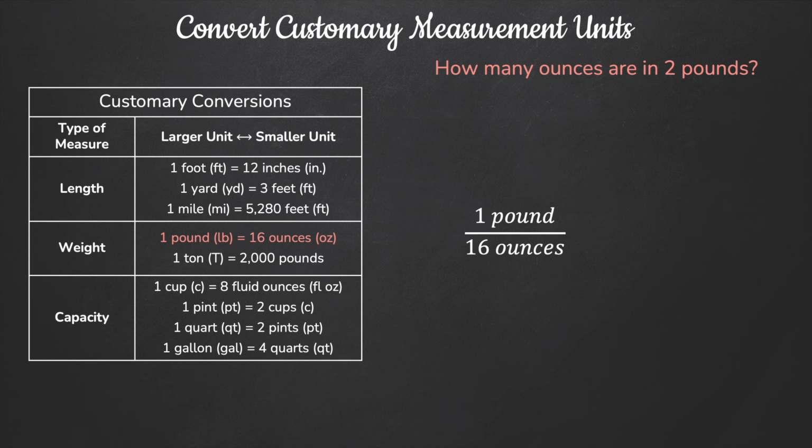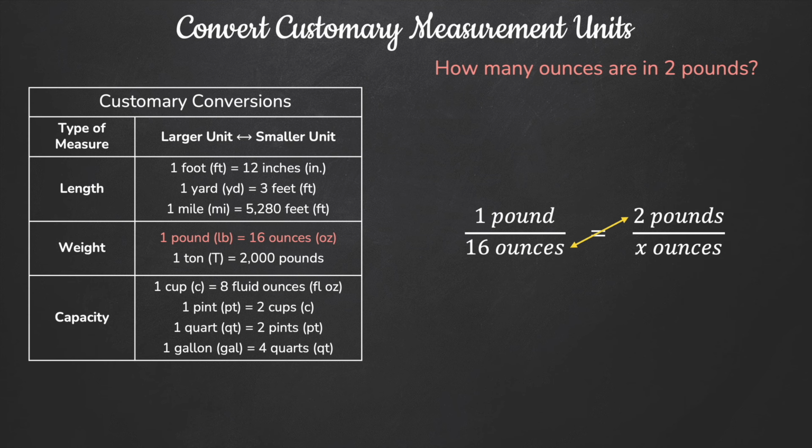We don't know how many ounces are in 2 pounds, so make sure that when you write the ounces, you write X ounces. And we know that there are 2 pounds, so we're going to write 2 pounds. Remember, we're keeping the same units as our numerators and the same units as our denominators. So that means that we have pounds as the numerator and ounces as the denominator. Now, we're going to go ahead and solve.